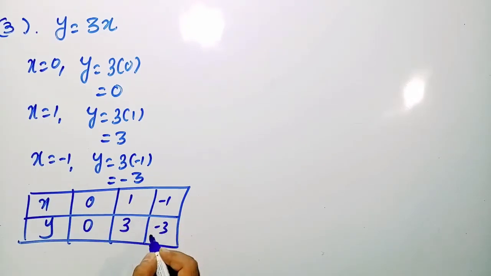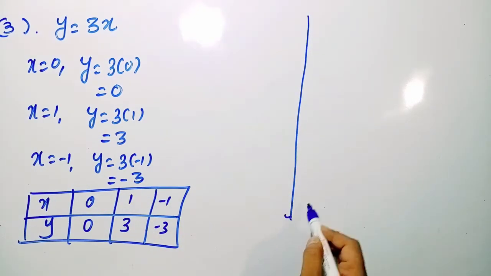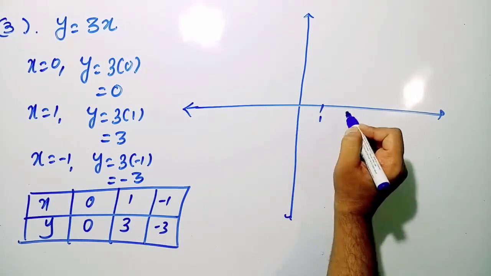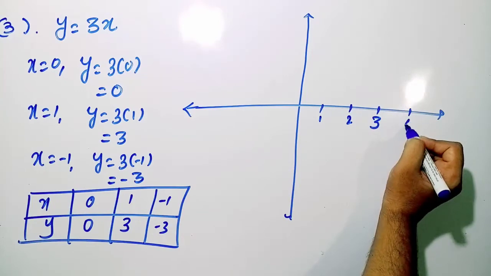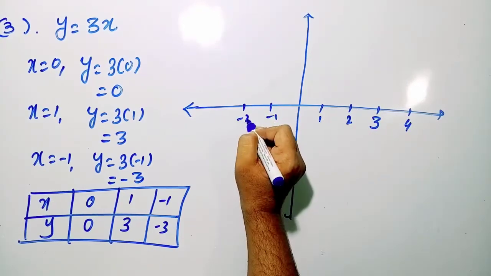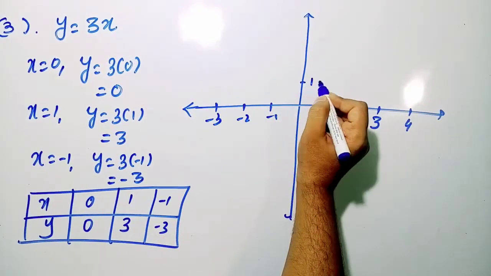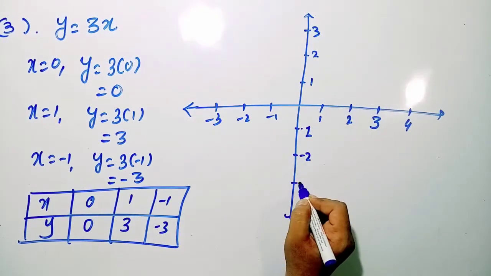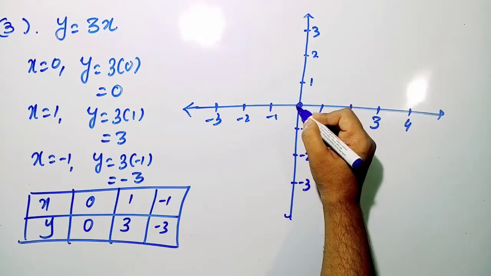x is minus 1, y is minus 3. Okay, now the vertical line and horizontal line intersect each other in the Cartesian plane. On the right side of the origin on the x-axis are positive integers, on the left side of the origin on the x-axis are negative integers, in the upward direction on the y-axis are positive integers, and the downward direction will be negative integers.